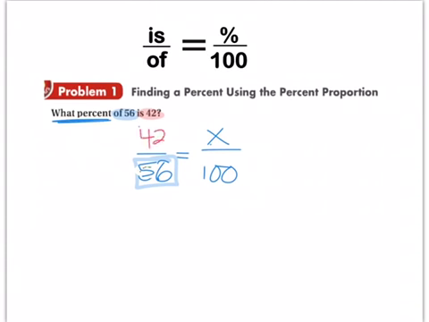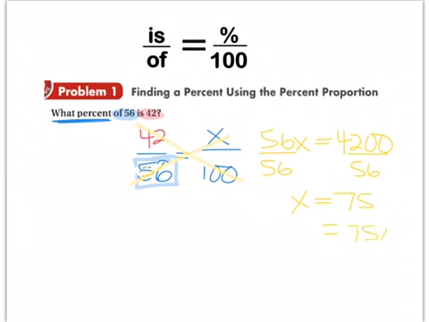And from there, guys, it's my proportion. I'm right back at it. I'm going to cross multiply to find my answer. So 56x equals 4,200. Divide each side by 56. And we come out with x equals 75. And that's what we're saying. It'd be 75%. We had to find the percent.